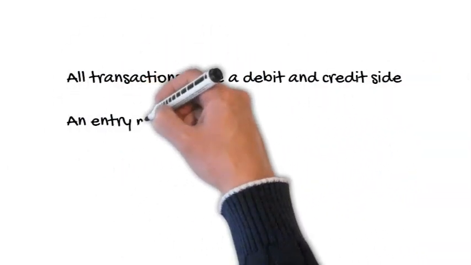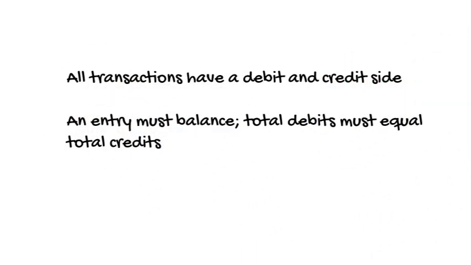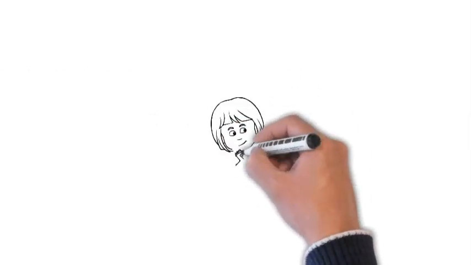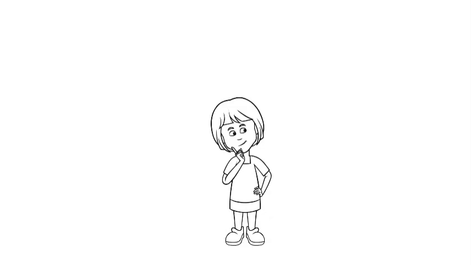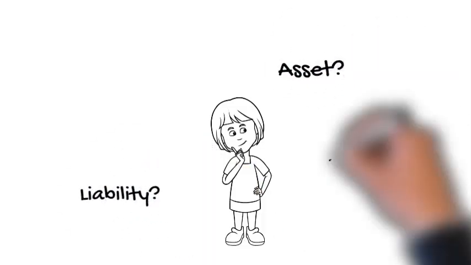Every accounting entry has a debit and a credit side. When you record a transaction, you will be debiting one or more accounts and crediting others. Every entry must balance, meaning total debits must equal total credits. Depending on the type of account, it will either increase or decrease when debited, and same goes for when they are credited.